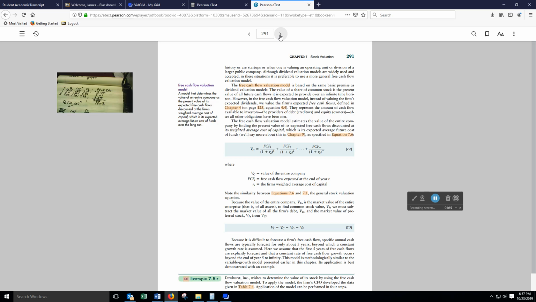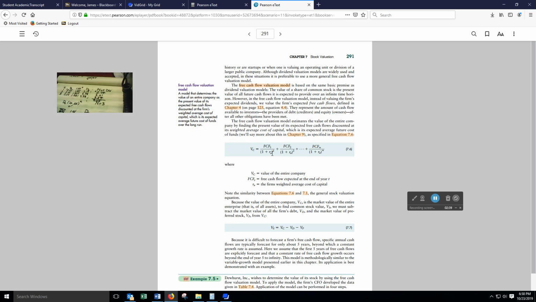However, in the free cash flow valuation model, instead of valuing the firm's expected dividends, we value the firm's expected free cash flows. And these are defined in Chapter 4. We don't calculate them here, we take them as given. They represent the amount of cash flow available to investors, the providers of debt and equity owners, after all other obligations have been met. The free cash flow valuation model estimates the value of the entire company by finding the present value of its expected free cash flows discounted at its weighted average cost of capital. That is this r_a here.